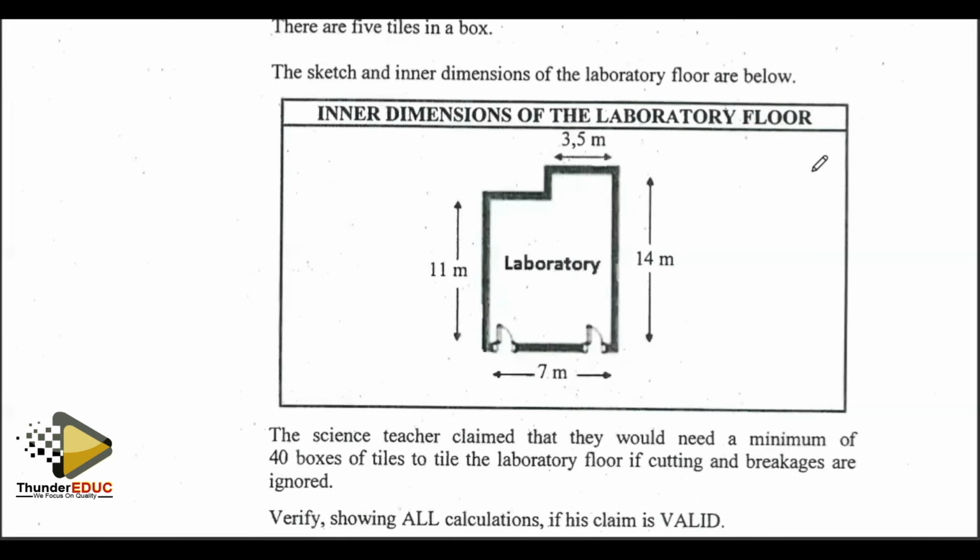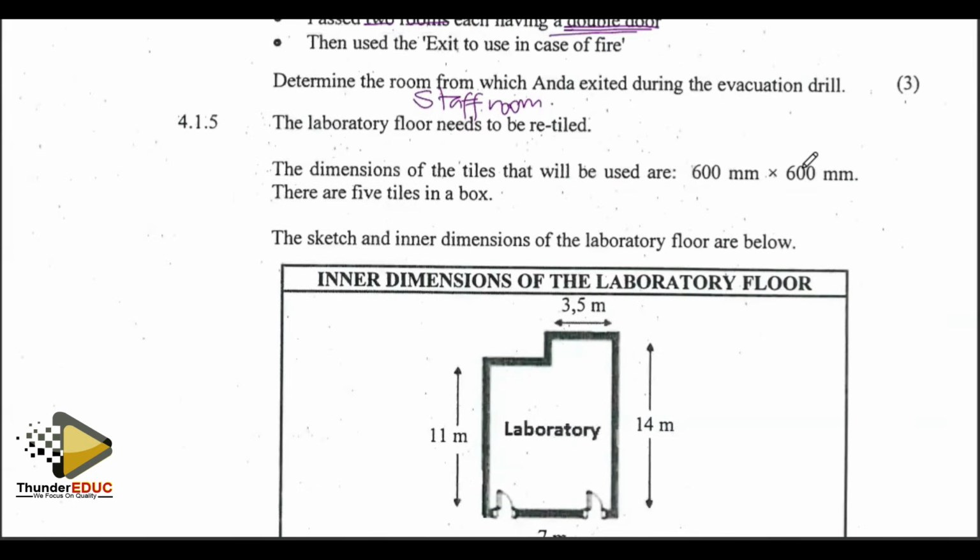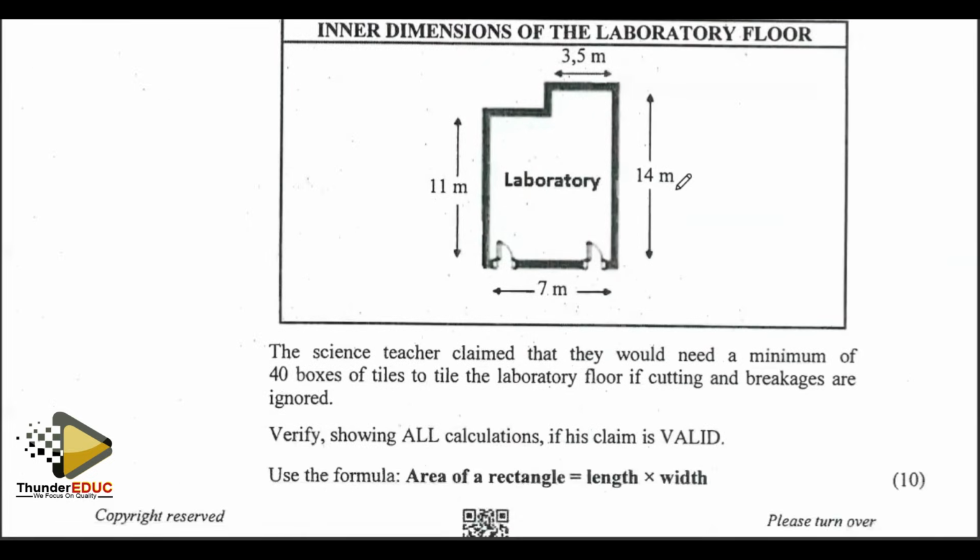This is it. So the moment you hear the story like this, meaning you're going to look for the number of what? Number of tiles. The dimensions of the tiles that will be used are 600 by 600, and there are 5 in a box. Okay. All right.